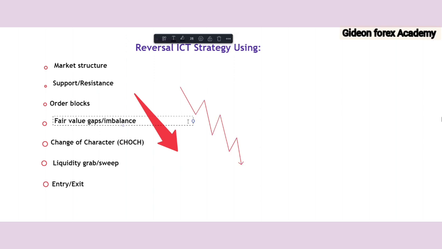For example, this is a break of structure here. Break of structure, break of structure. It's forming lower lows. This is a lower low, this is a lower low, and it's forming lower highs, like here. This is a lower high, this is another lower high. This is the most recent lower high here, and it's our point of interest also.